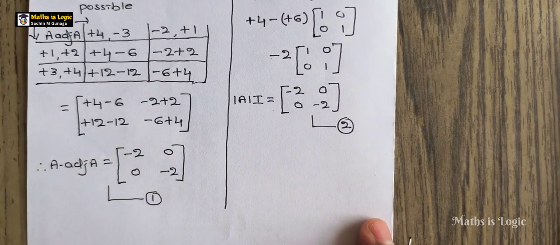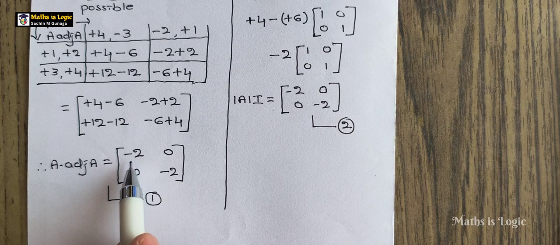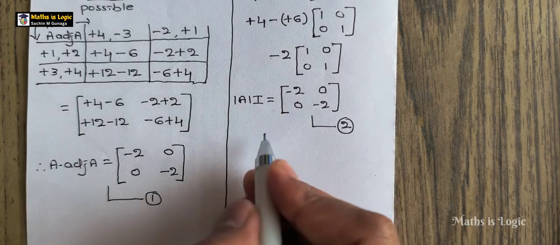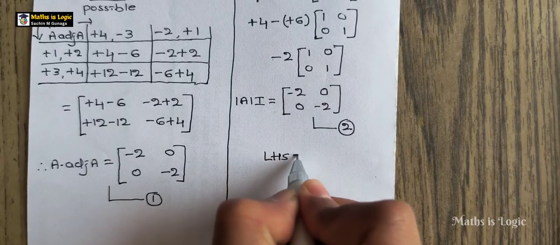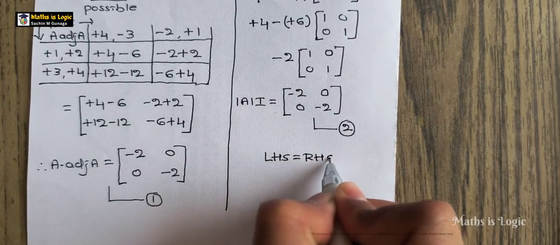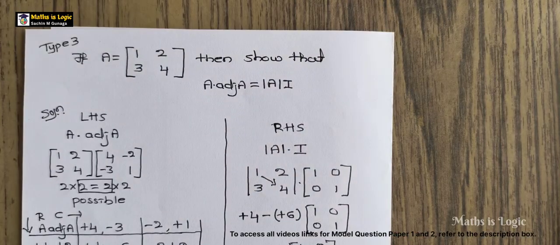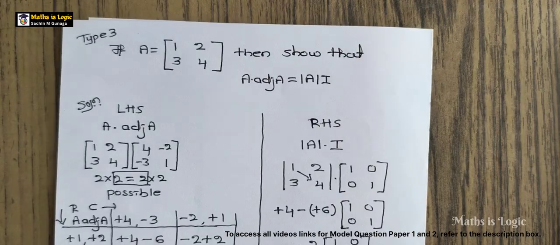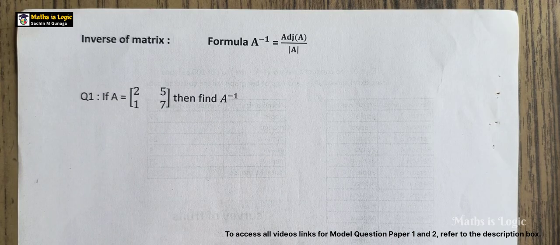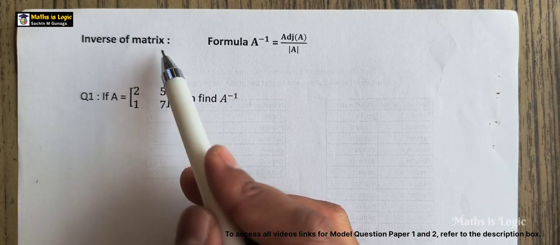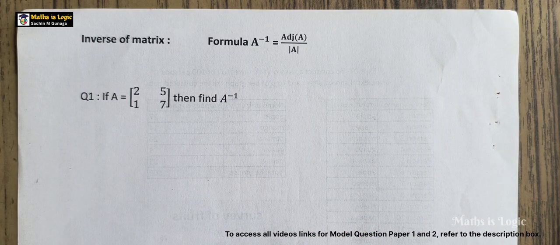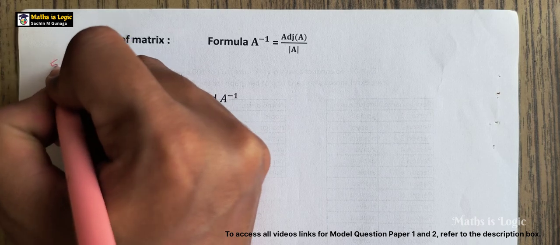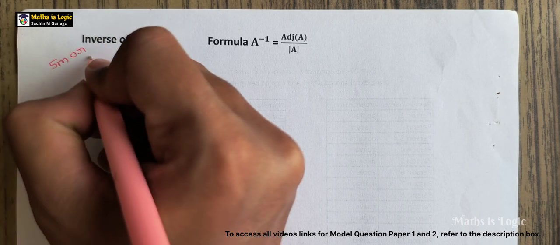So now you can check. First equation answer is minus 2 0 0 minus 2. Here also minus 2 0 0 minus 2. Therefore, LHS is equal to RHS. So this question either you will get for 5 marks or you will get for 6 marks. Next part, inverse of matrix. Again from this section definitely they will ask one question either for 5 marks or else for 6 marks.